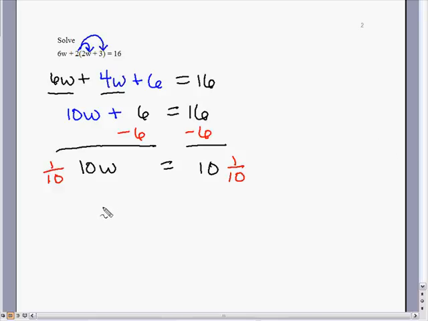We'll simplify this to see what we have left. W is equal to 1. So we've solved the equation, we've gotten the variable alone. We've cleared parentheses, we combined like terms, and then we got rid of the furthest thing first. Added negative 6 to both sides, and then multiplied both sides by 1/10.